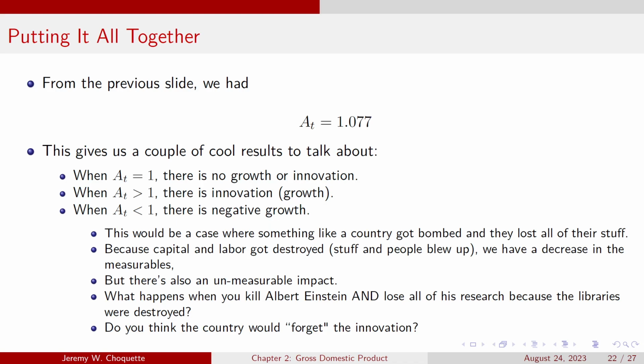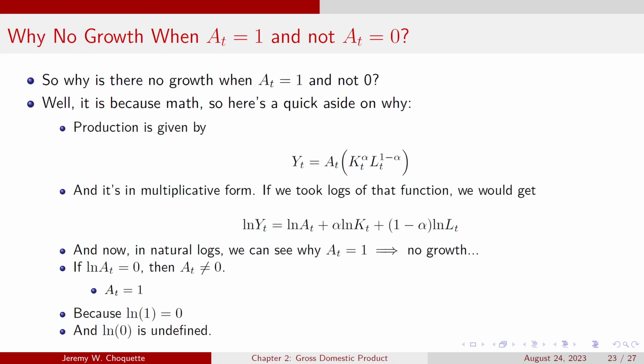Because we get the main gist of some of the stuff that he did, but we don't get all of it. We don't know all of it. A lot of that stuff needs to be referenced, but if the library that holds all of his research is destroyed and Albert Einstein is killed, we got a big problem on our hands. And that would be a way that you could see negative growth in an economy, at least when it comes to the unmeasurable impact, or the difference between what gets spent on the goods and services in GDP and the measurable inputs for the production function for GDP.